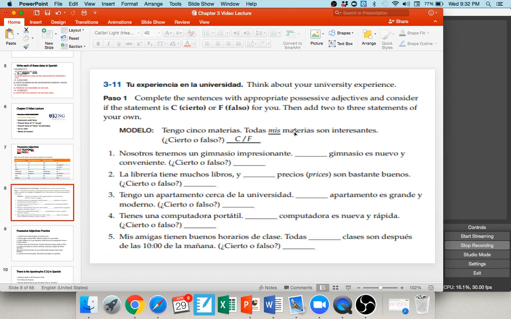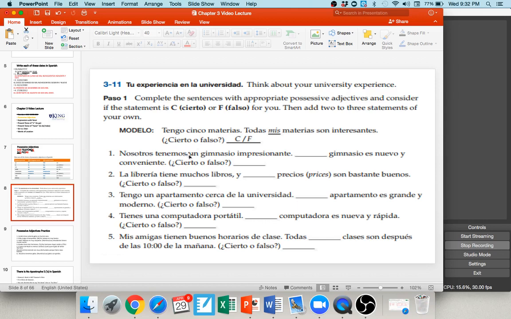So in this case, materias was plural. I used tengo in my first word here, which let you know that I was talking about myself, that I have 5 subjects. So I wouldn't say all of his classes are interesting. All of your classes are interesting. All of their classes are interesting. If I start out at the beginning of my sentence and I say that I have 5 subjects, we need to say that all of my subjects are interesting. There are multiple subjects here, materias, so I need to use the plural form here, mis. You have to decide for yourself if that's true. Are all of your subjects interesting? Cierto, true? Or no, they're not interesting. Falso. You have to decide.